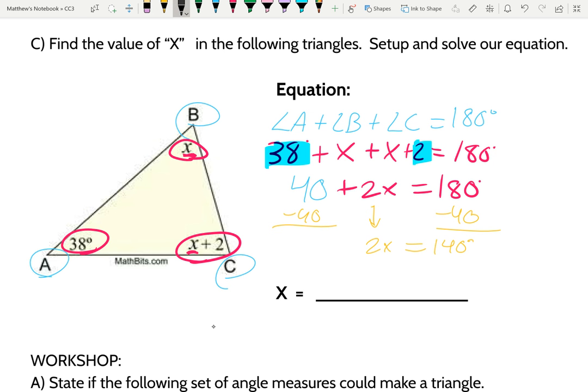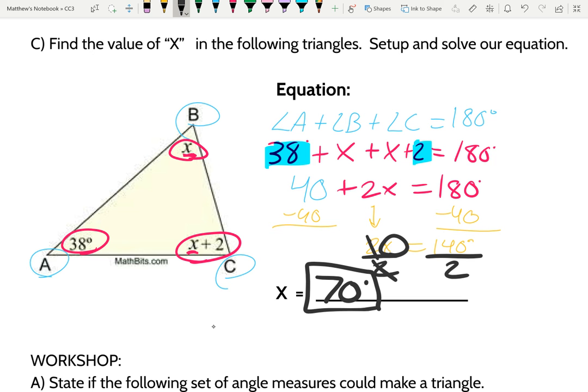Now our final step here, how do we undo that multiplication of x multiplied by 2? What's the opposite of multiplying by 2? Well, we can divide by 2. So here we go. Divide both sides by 2, and we have x alone on this side equals 70 degrees. And we can go ahead and substitute this back in to see if we solved that correctly.